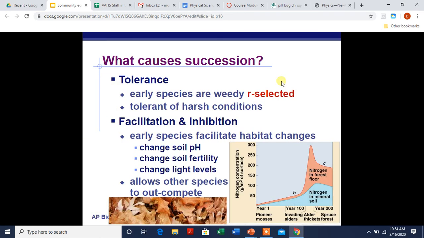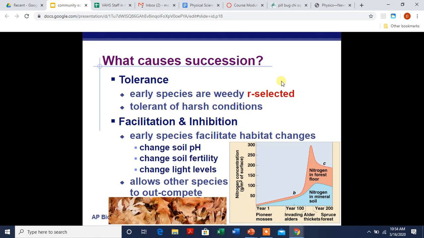So, what causes succession? Well, one of the main things is tolerance. Early species, like those grasses and those lichens, are weedy or r-selected, which means they proliferate like crazy. They spread like crazy, lots of seeds, and they have tolerance for very harsh conditions. Little soil with poor nutrients and a lot of sunlight, not very much shade.